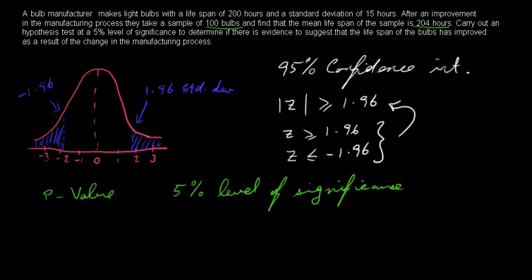So let's first of all write down our null hypothesis. Our null hypothesis in this case is that mu is still 200 hours.